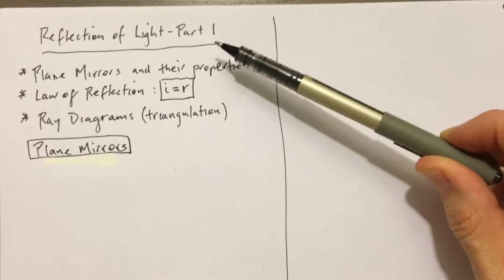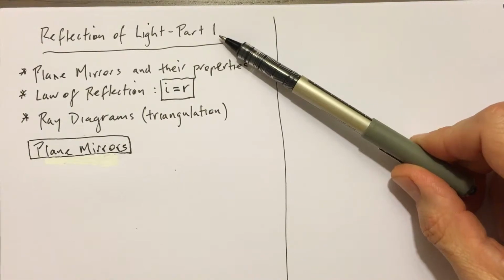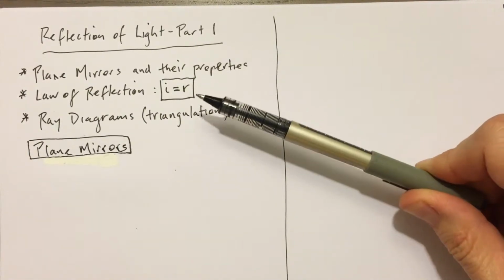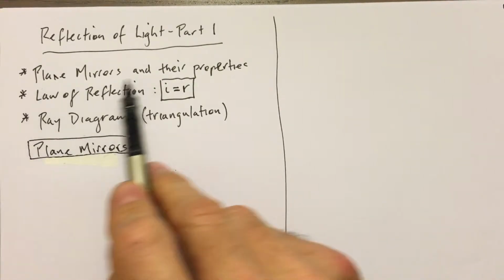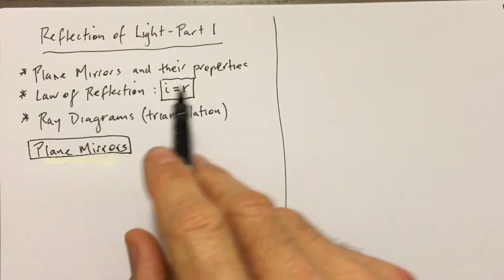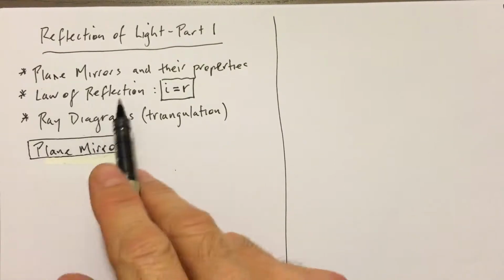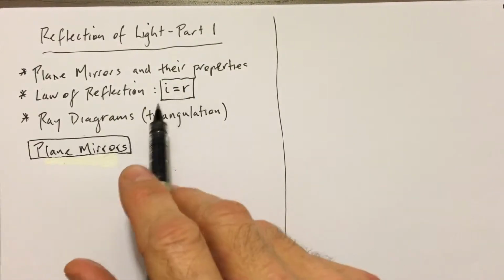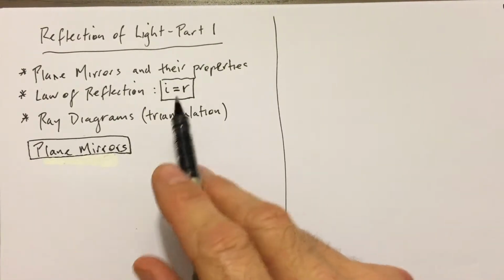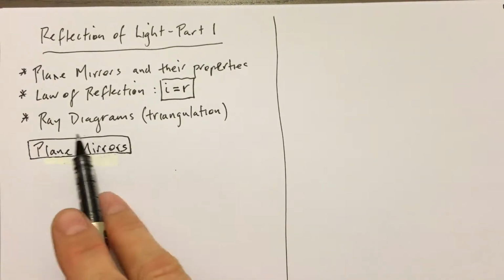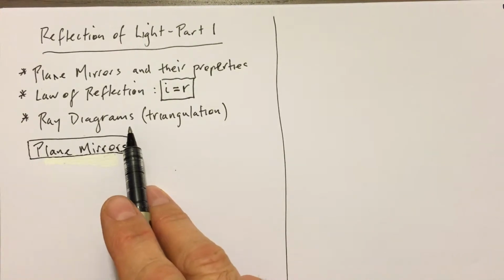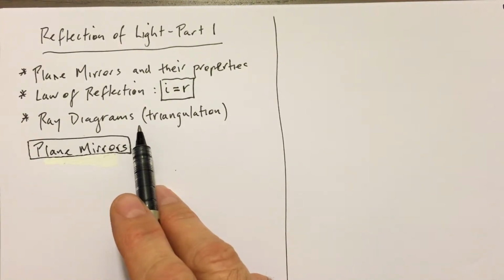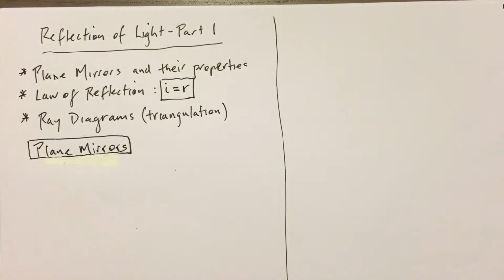The reflection of light, that's what we're going to talk about today. I'll probably do a series of videos on this. The first one, this one, will be essentially on plane mirrors and their properties. We'll cover the law of reflection, which is a very simple idea and very easy to remember. And we'll look at constructing ray diagrams as a means for locating the image of an object that's been reflected in a mirror. Okay, so let's kick it off with plane mirrors.